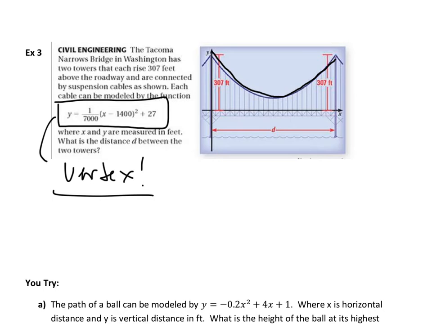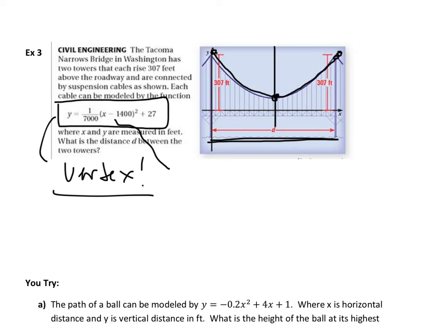So it says, what is the distance d between the 2 towers? We want to know how far it is between these 2 towers, and it's not very clear how to get it, at least initially. But the first thing you might notice is, if I can figure out what this vertex is, I know, since these 2 towers are reaching the same height, 307 feet on both ends here, this vertex splits that right in half, the distance from one tower to the other. So if I could actually find the vertex, I know that's halfway from one tower to the other. So because this is in vertex form, it's actually quite nice.